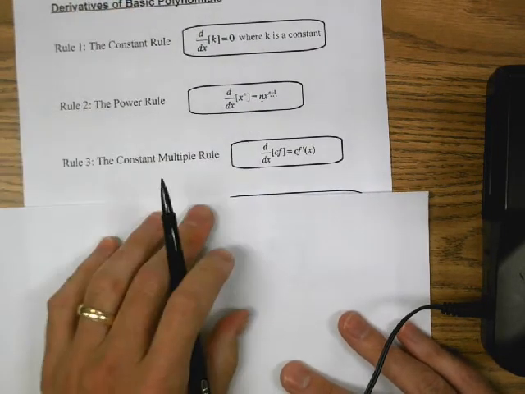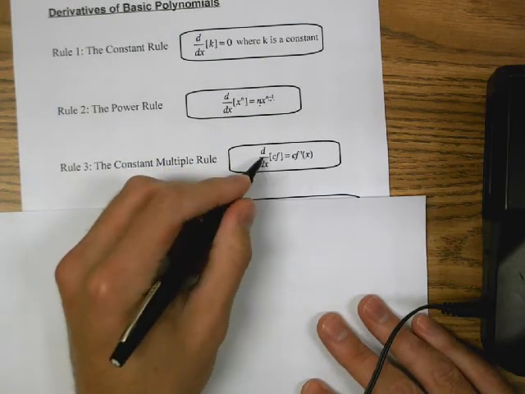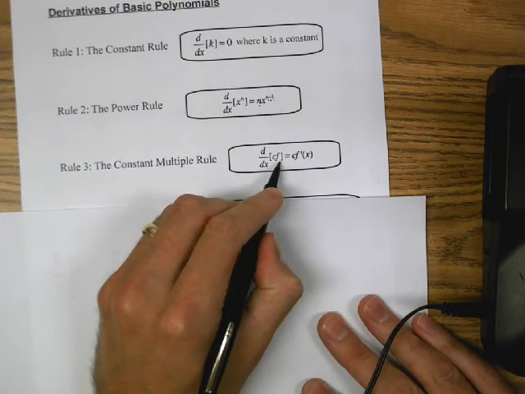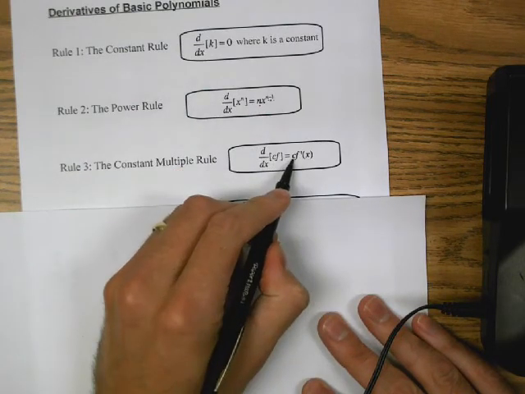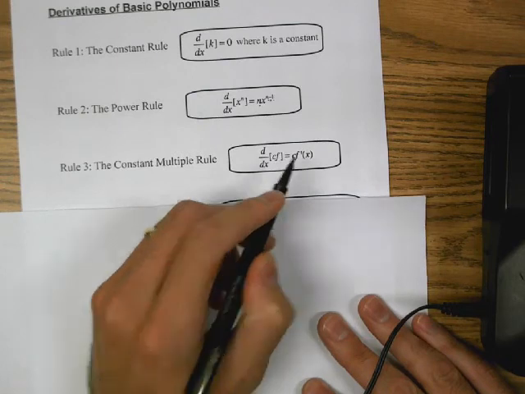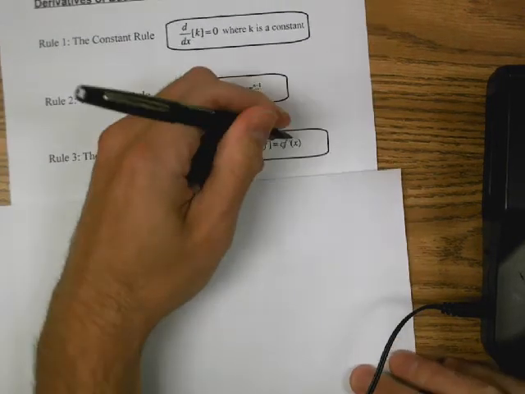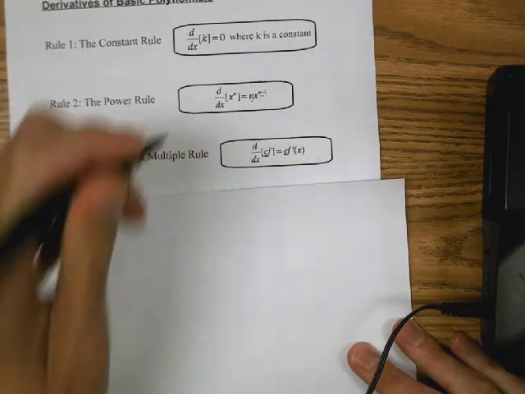The third rule is called the constant multiple rule. Again, the derivative with respect to x of any constant times a function or a variable: we keep the constant and we take the derivative of what's next to it. So that's the constant multiple rule. Consider c to be your constant. That's what this means.